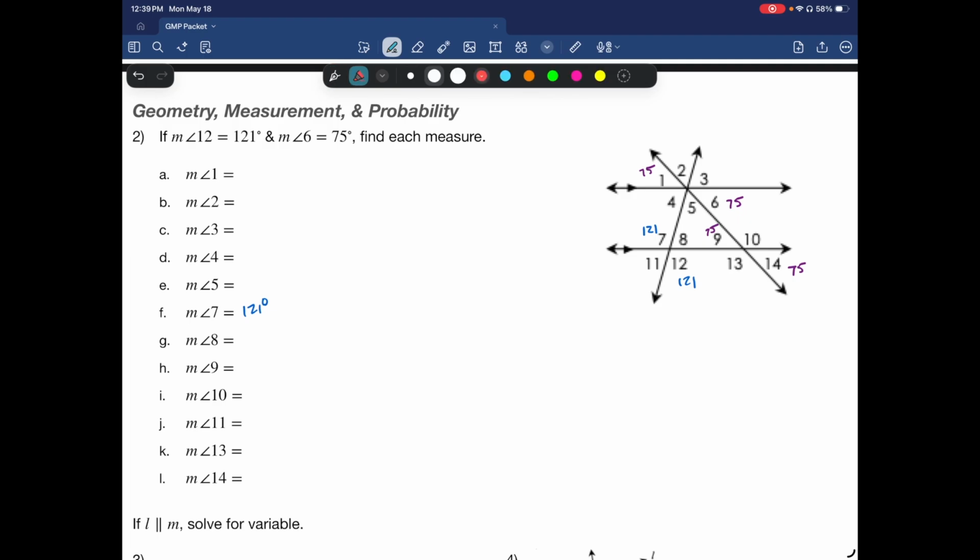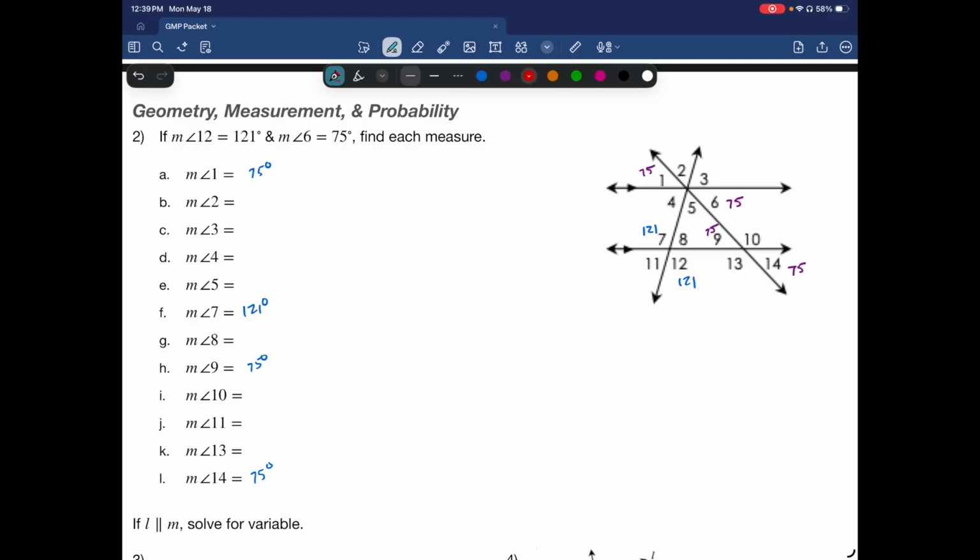Okay, so angle 1 is 75 degrees. We know that angle 9 is 75 degrees. We know that angle 14 is 75 degrees. Okay, well, let's take a look at what's next.